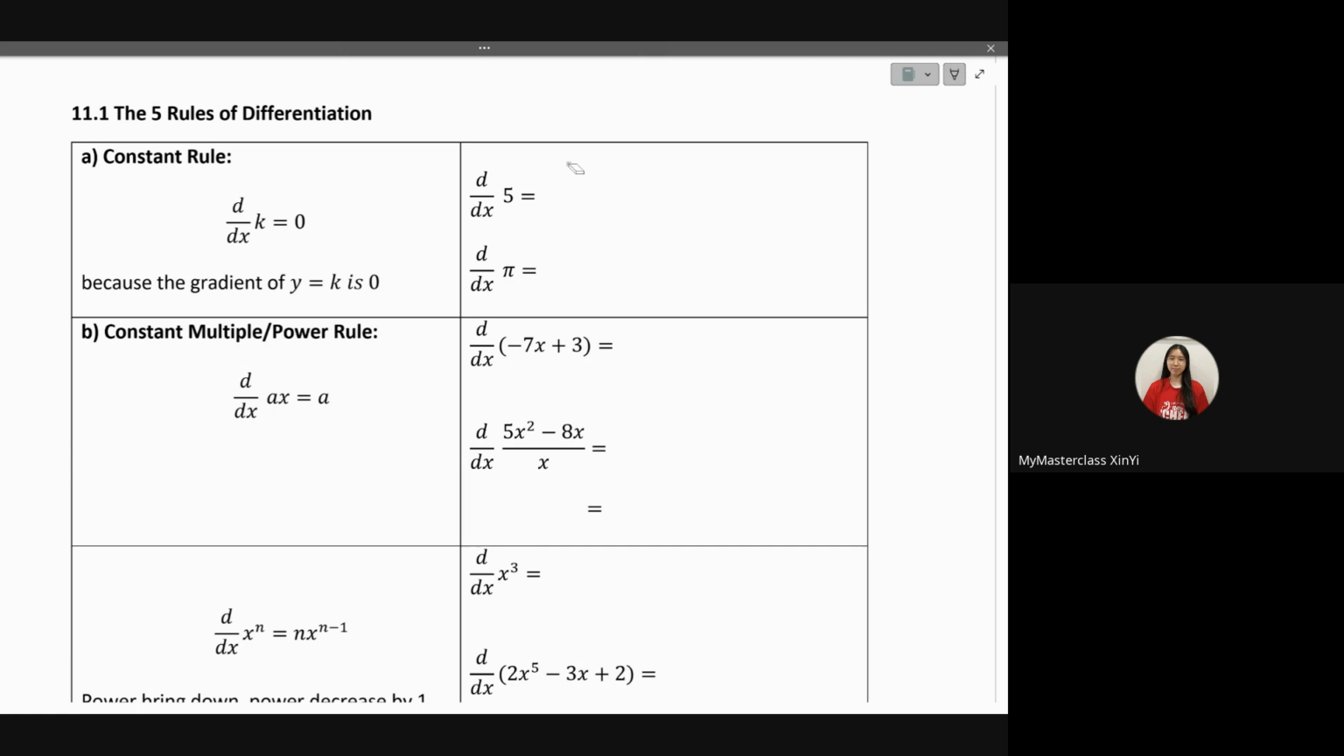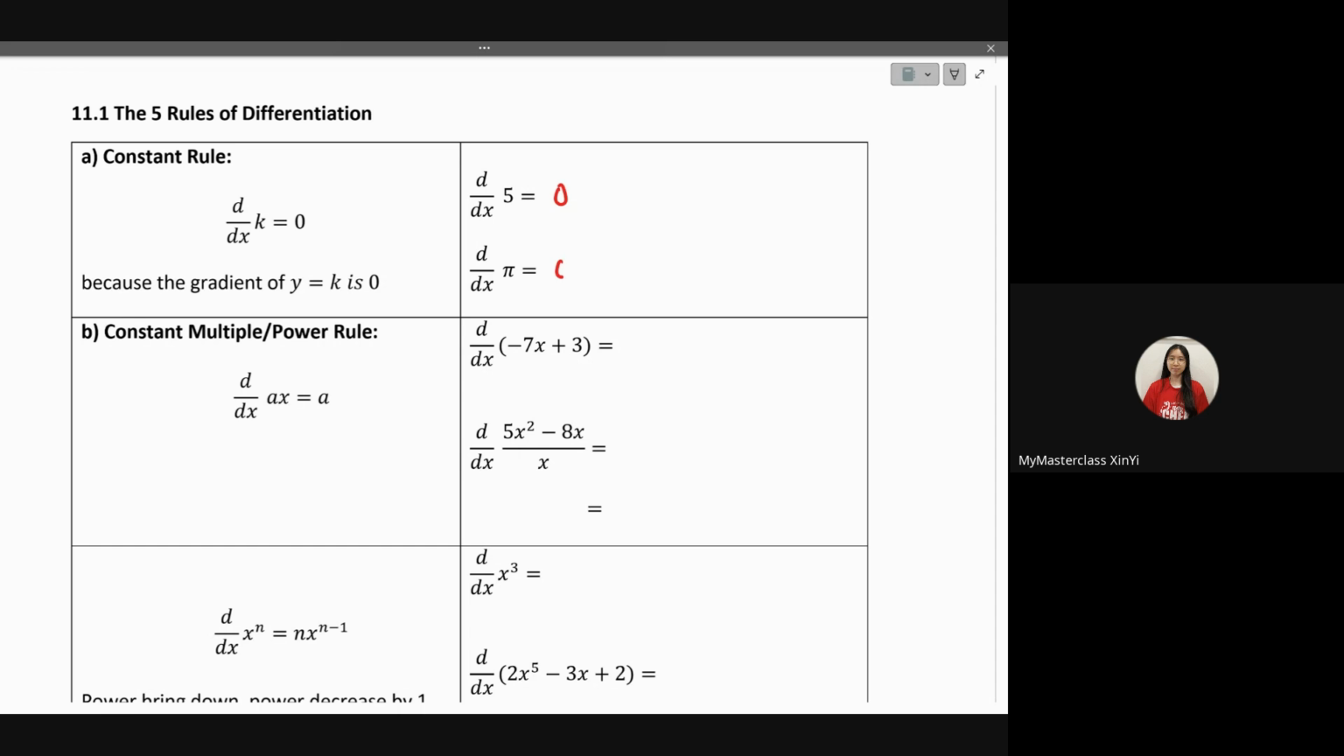It's the same idea as when you have a horizontal line, and when you find the gradient, it is 0. Same thing. When you differentiate pi with respect to x, pi is not an unknown. Pi is a number itself, a constant number. So you will also get 0. Whenever you differentiate a constant number, you will always get 0. So that's the first rule.